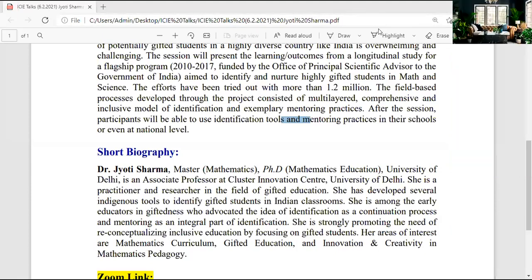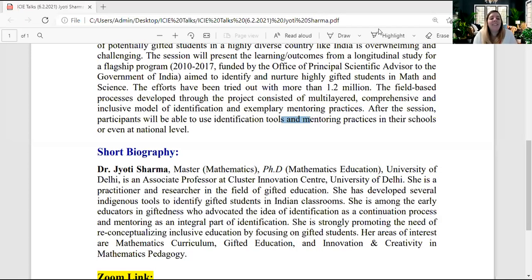Tonight we have an amazing guest with us, Dr. Sharma. And the topic for our session is four-quadrant model on identification and mentoring gifted students in an inclusive classroom. Dr. Jyoti Sharma has a master's in mathematics and Ph.D. in mathematics education from University of Delhi. She's an associate professor at Cluster Innovation Center, University of Delhi.